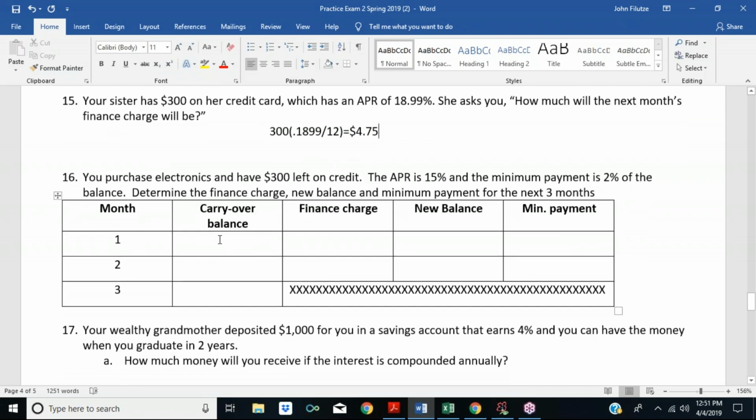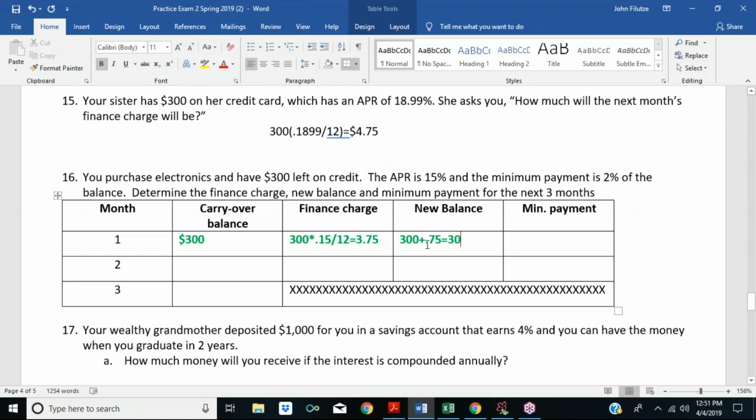So let's see, how much is that? What we're going to do is this credit card piece, and I'll walk you through it just so we can do that one more time. 300, and it's 15%. So the finance charge is going to be 300 times 0.15 divided by 12. And that's $3.75. The new balance is 300 plus the $3.75.